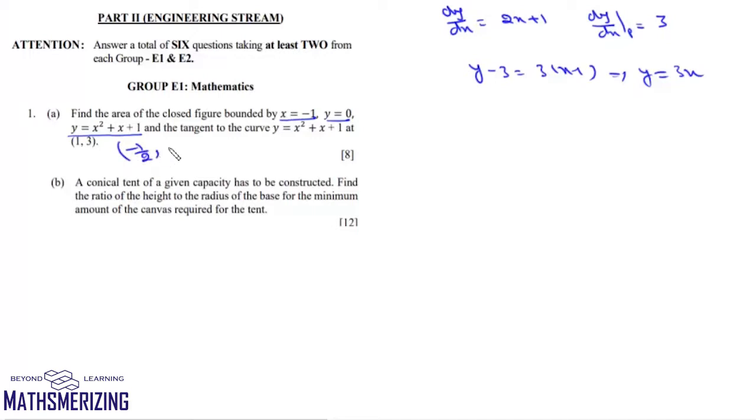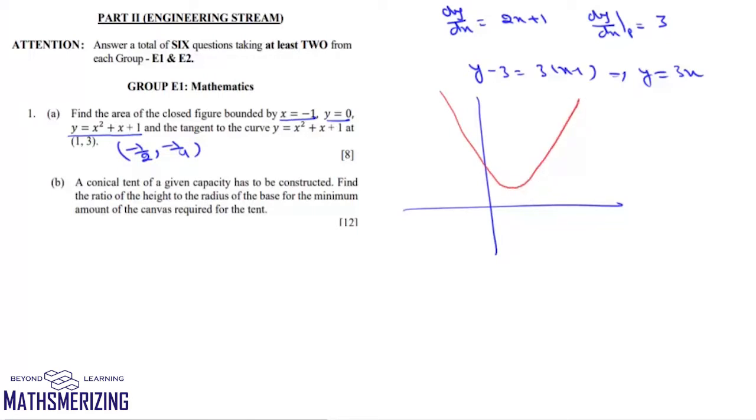So dy by dx will be 2x plus 1. Now dy by dx at this point P will be simply 3. So the equation will be y minus 3 equals 3 times (x minus 1). So the equation of this tangent will be y equals 3x. Now we have this parabola opening upwards whose vertex is at (-1/2, -1/4). So we'll draw this parabola opening upwards.